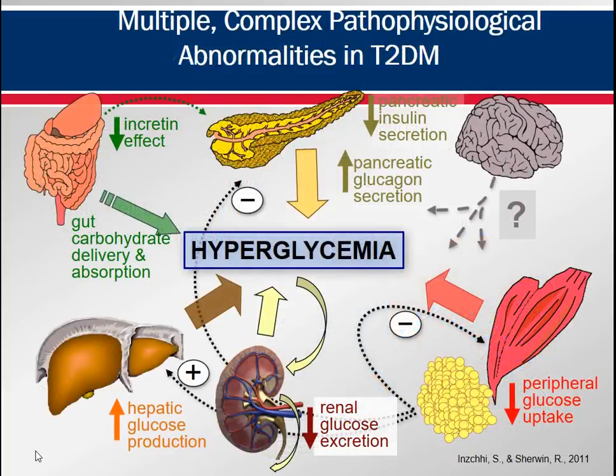Here is a good representation of the multiple and complex pathophysiological abnormalities associated with type 2 diabetes. Many organs contribute a piece that all leads to hyperglycemia.